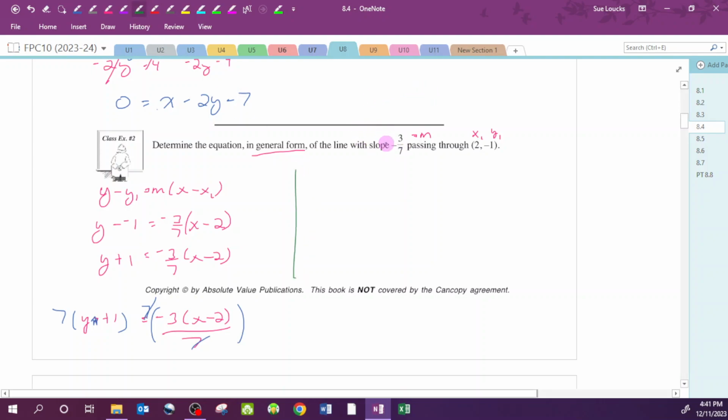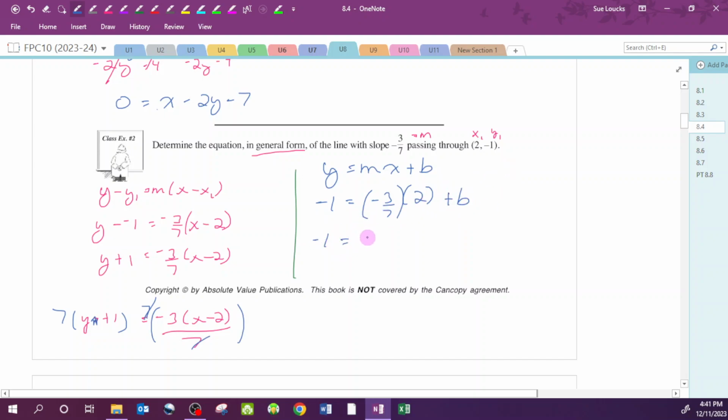The other way I can do this, I can use my slope-intercept form, which is y equals mx plus b. And remember that this equation is going to work for any xy pair that works for the equation. So I'm just going to use those for my xy pair and solve for b. So my y is negative 1 and my slope is negative 3 over 7. My x is 2 plus b.